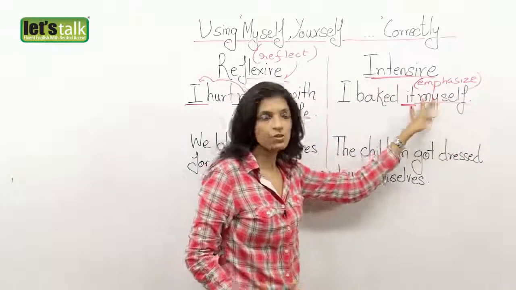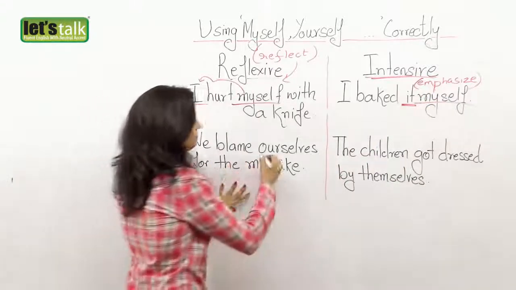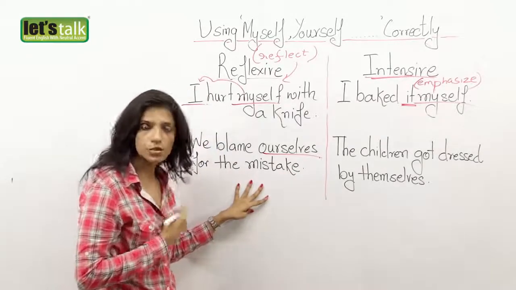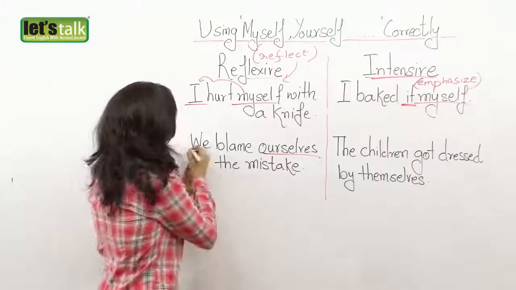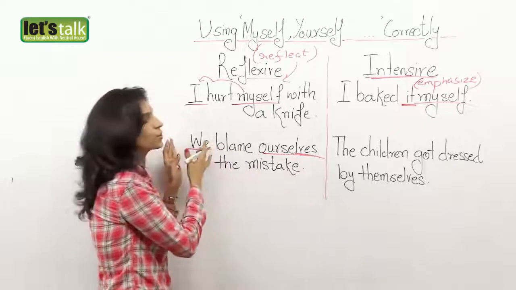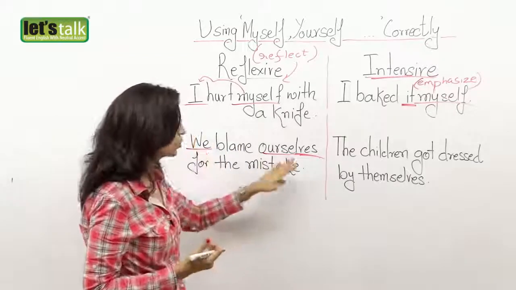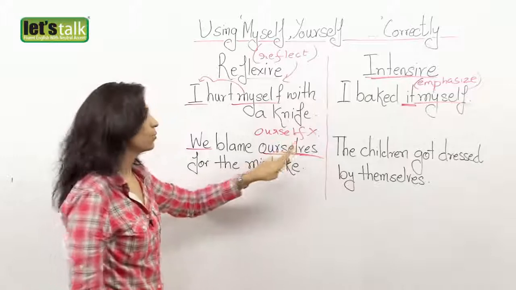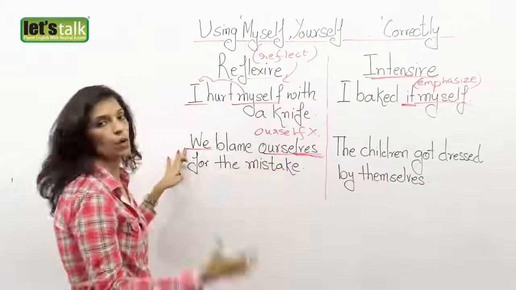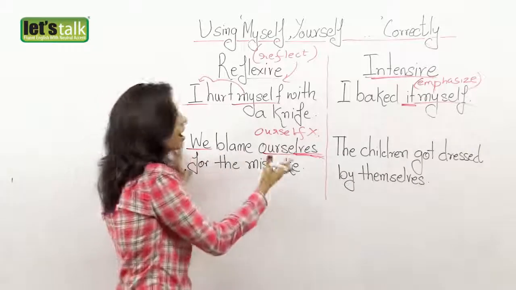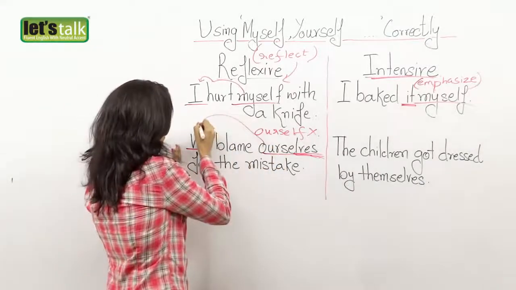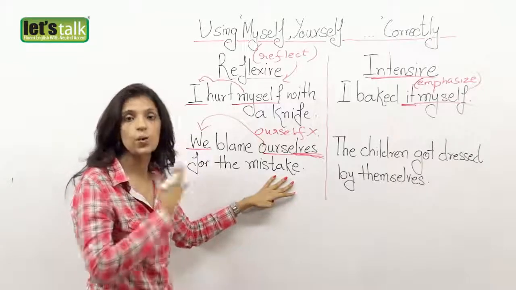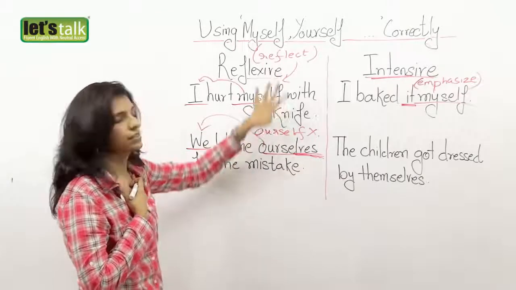Alright friends, I hope this is clear to you. Let's take a look at another example. We blame ourselves for the mistake. So, you are taking onus, you are taking the responsibility of the mistake you have done. We use ourselves in this case because it's we. It's a plural pronoun. So, there is no pronoun as ourself. Please remember that. We say ourselves because it is more than one. We are taking the blame. It is reflecting back at us. Nobody is blaming us. We are doing it ourselves. So, it's a reflexive pronoun.